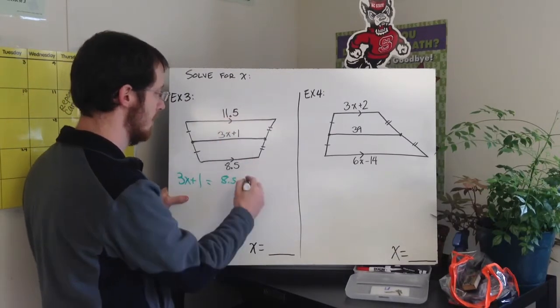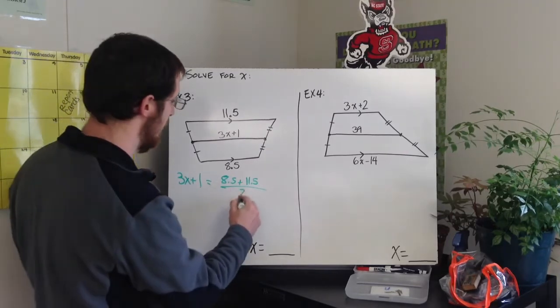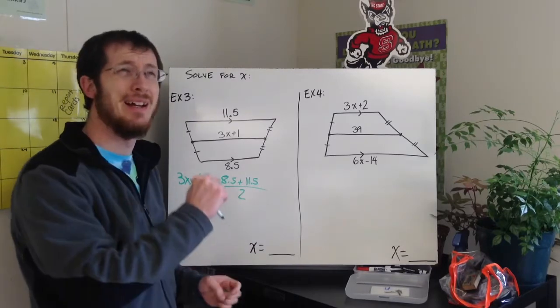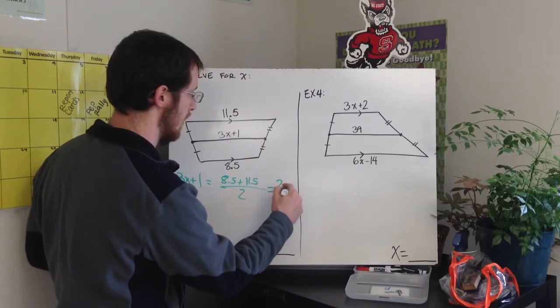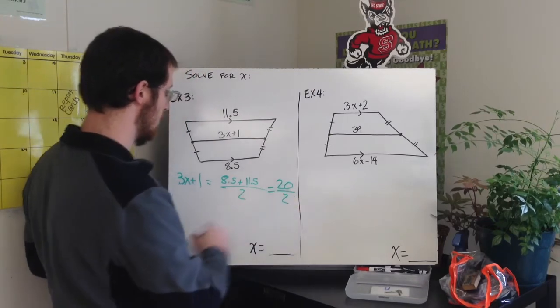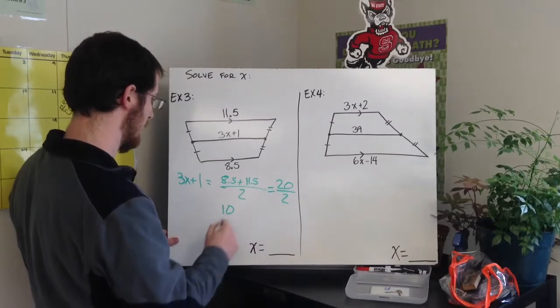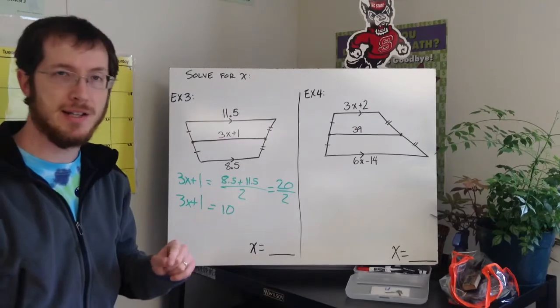8.5 plus 11.5. We want to divide that by 2. 8 and a half, 11 and a half. 8 and 11 is 19, plus 2 halves is 1, so that would be 20 over 2. 20 over 2 is 10. So I just simplified the right side of our equation.